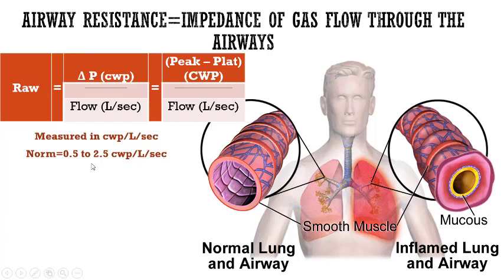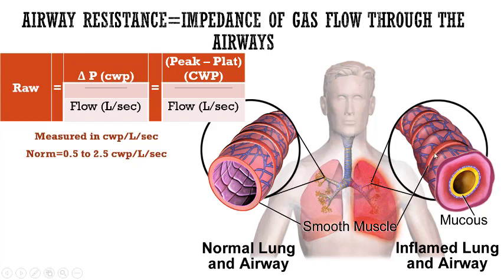The normal range for airway resistance is 0.5 to 2.5 centimeters of water per liter per second, okay? This is just showing a normal airway, nice and open, where gas flow shouldn't be impeded. This is an example of the smooth muscle and how it circles the airways.